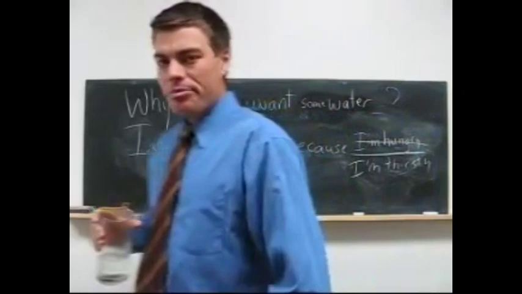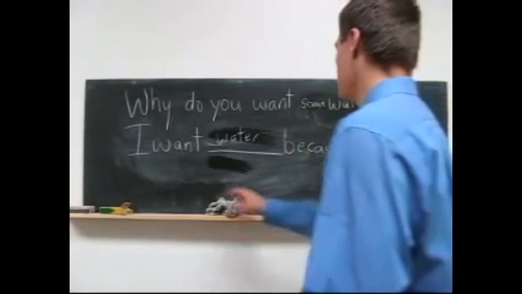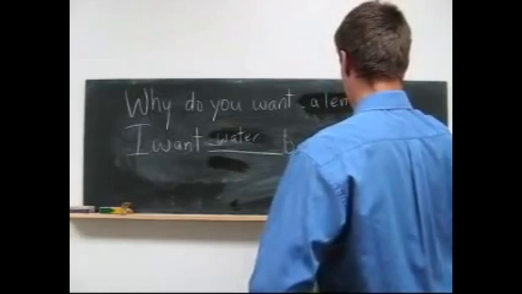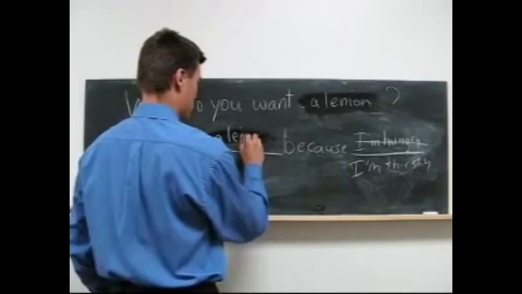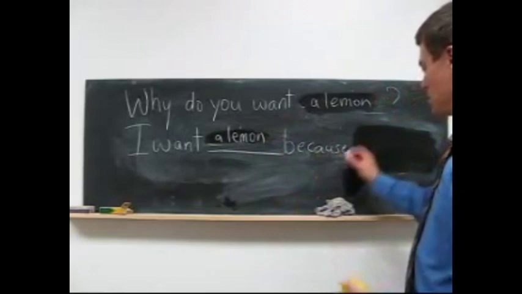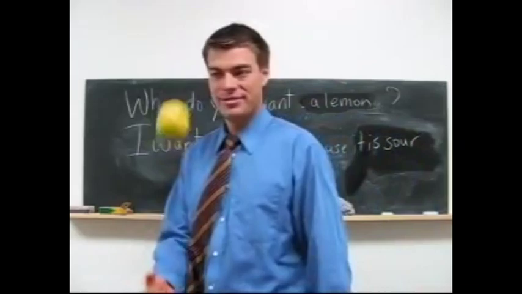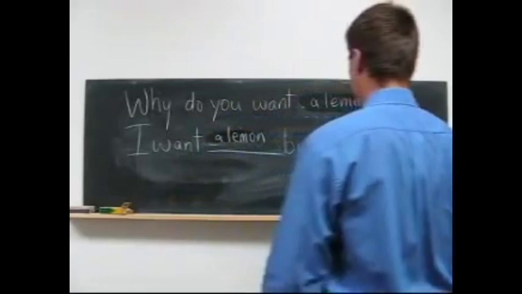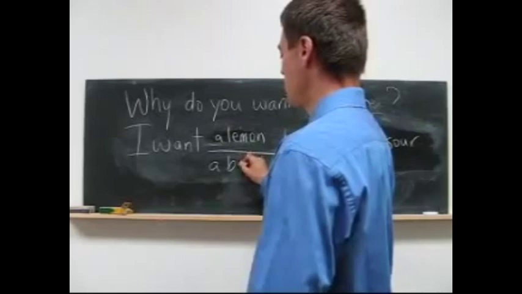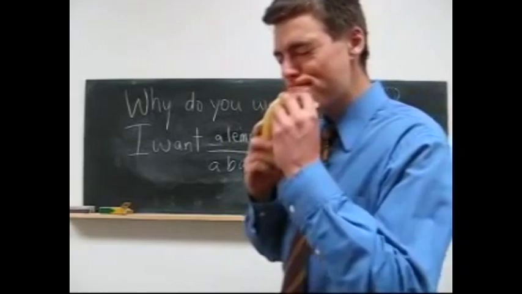So, how about this? Lemon and water combination. Why do you want a lemon? I want a lemon because I'm thirsty, maybe. I want a lemon because it is sour. Sour. Why do you want a banana? I want a banana because it's sweet. Sweet. Boom.